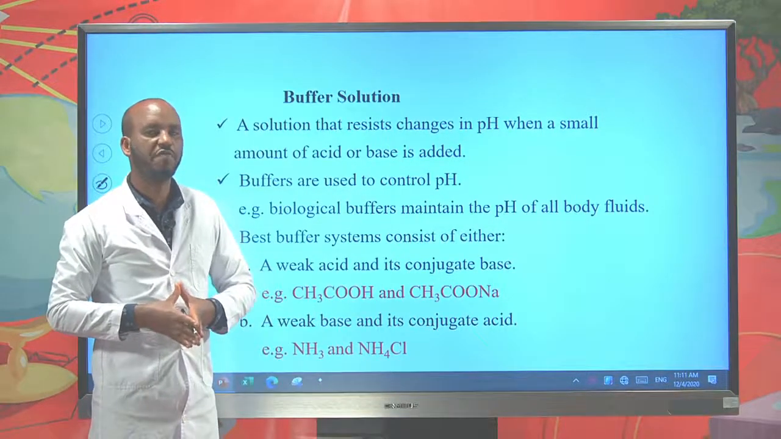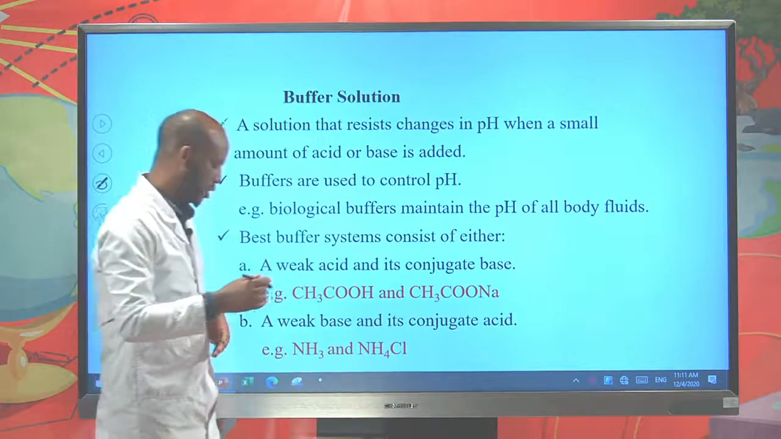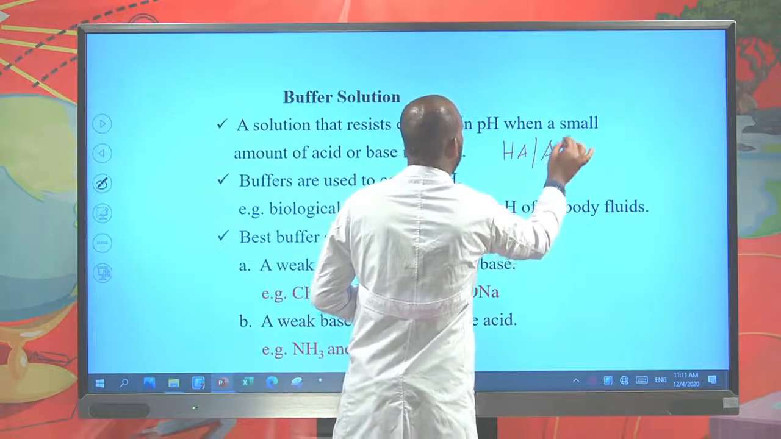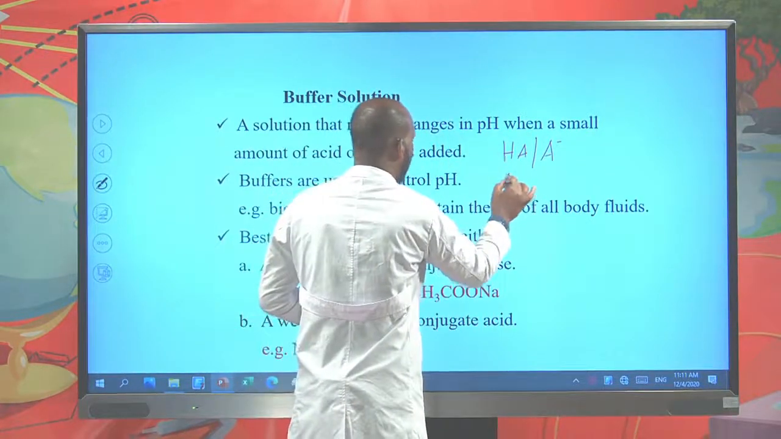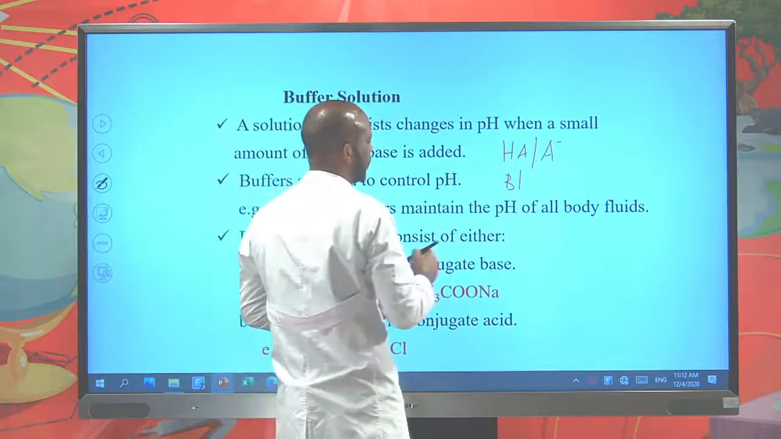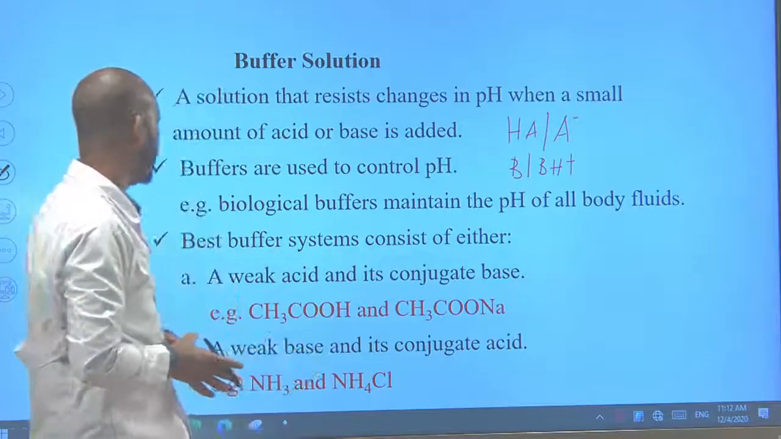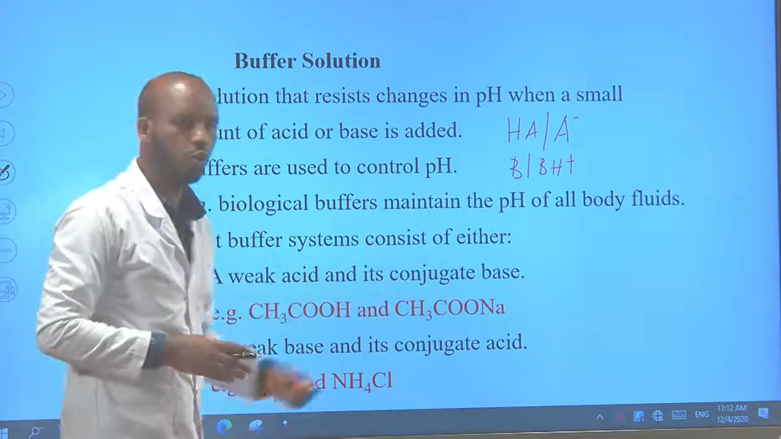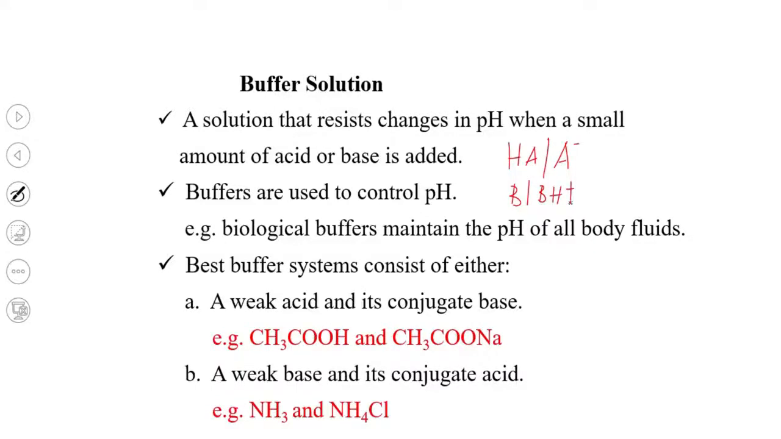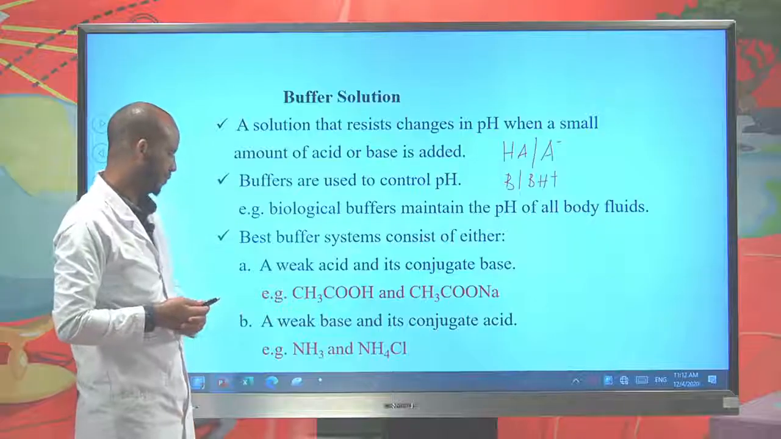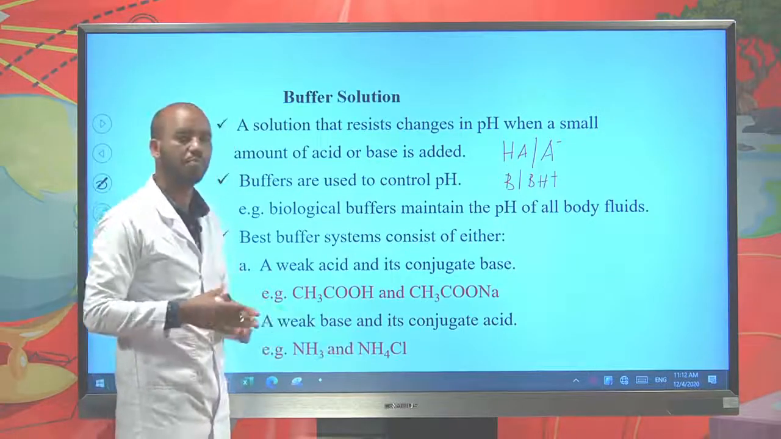Students, a buffer solution contains either a weak acid, HA, and its conjugate base, A minus, or a weak base, B, and its conjugate acid, BH plus. For example, a mixture of acetic acid and acetate is an acidic buffer solution. A mixture of ammonia and ammonium ion is a basic buffer solution. Ammonia and NH4 plus.